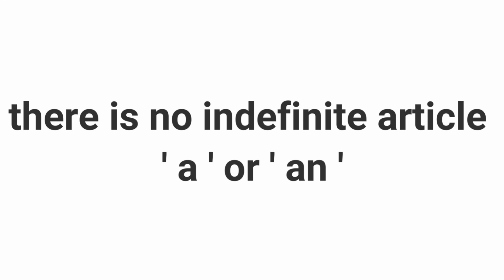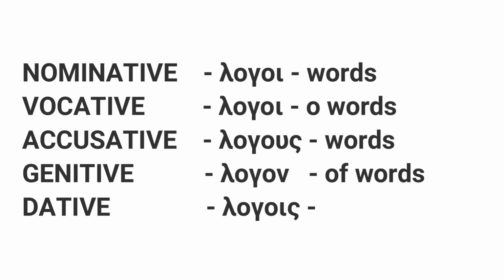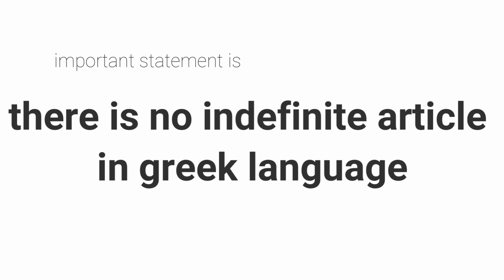Logoi means words. Remember, there is no indefinite article in the Greek language. There is no indefinite article, a or an. We do not have an indefinite article in the Greek language. So here logoi means words. Logoi, O words. Logous, words, object. Logon, of words. Logois, to or for words. So please learn this by heart, and this is very important. The important statement is that there is no indefinite article in the Greek language.